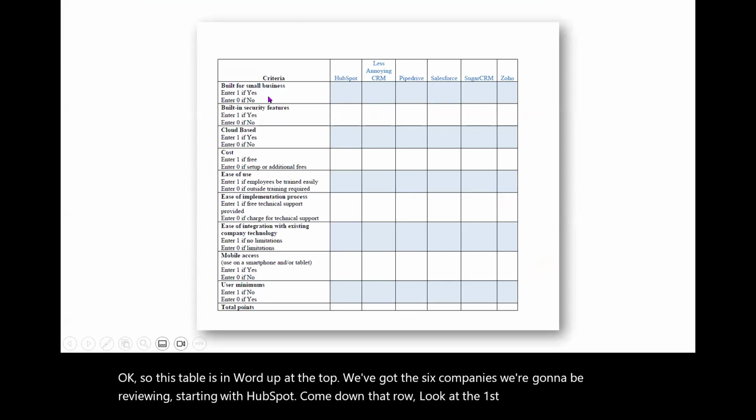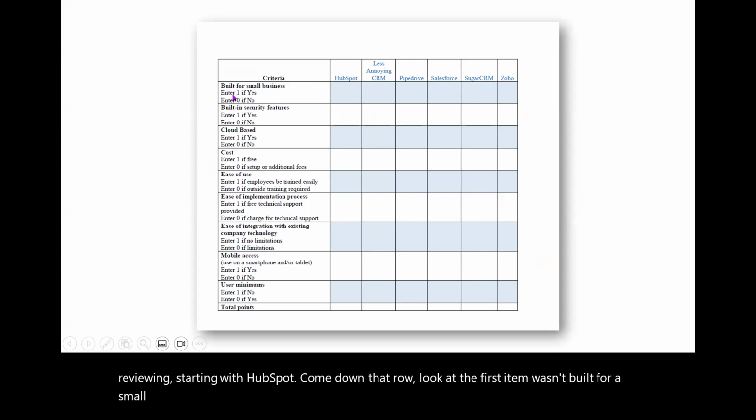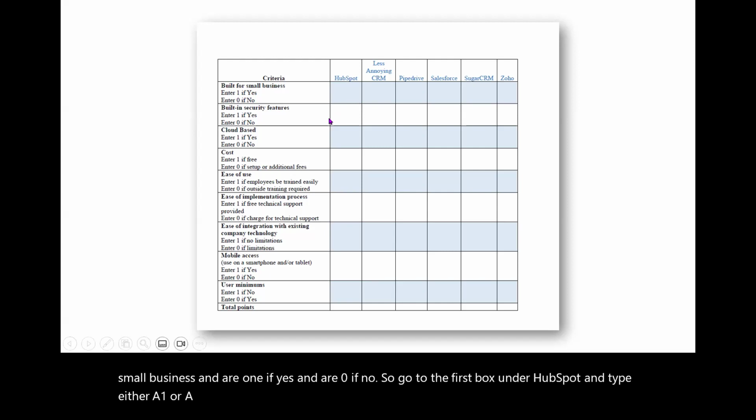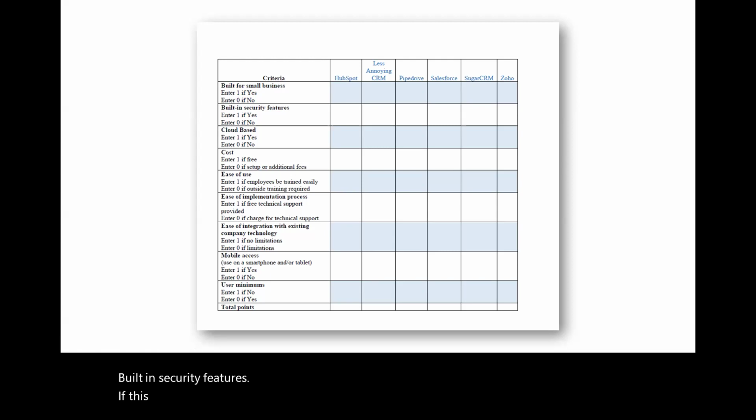Was it built for a small business? Enter a 1 if yes. Enter a 0 if no. So go to the first box under HubSpot and type either a 1 or a 0. Go down to the second item. Built-in security features. If this is true, enter a 1. If not, enter a 0. Go down the entire row, looking at each value you're supposed to enter.